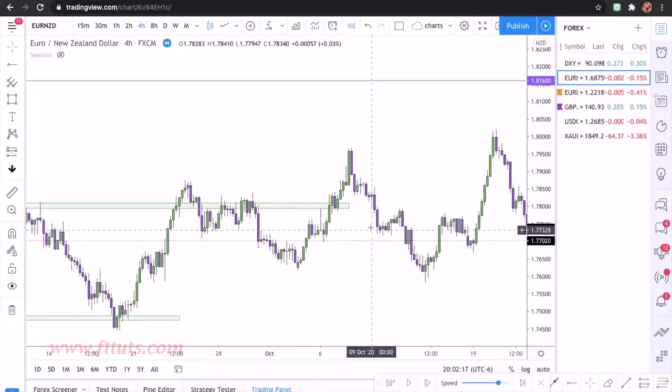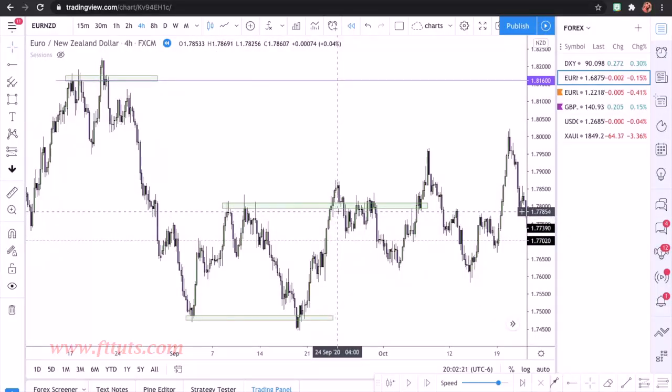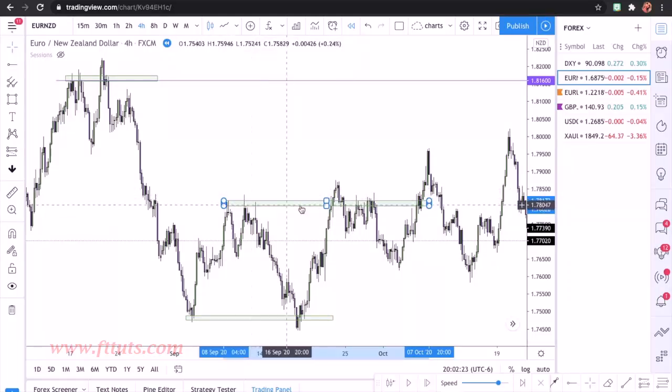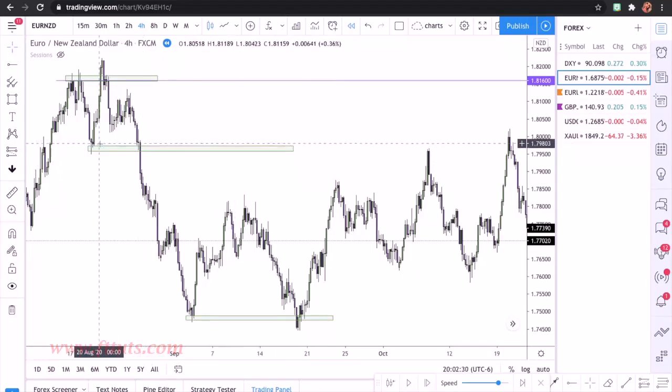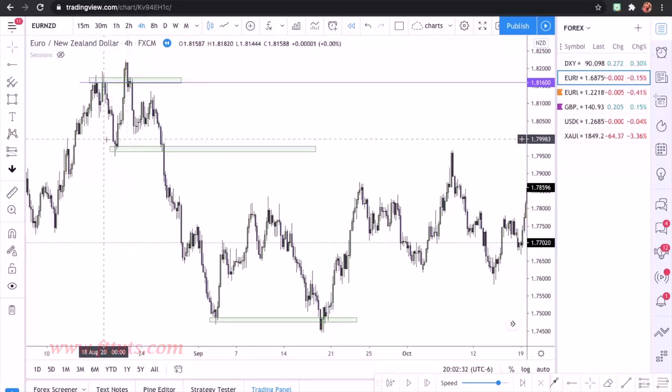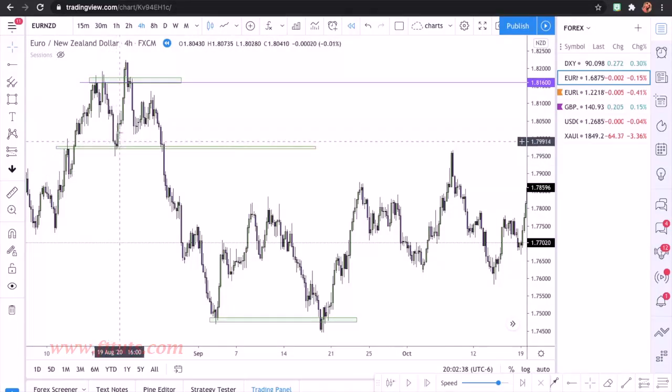Then what ends up happening is it goes up further to structure, right? Because this level has been tested so many times, it eventually is going to break. So the reason why it comes up here is because this was once structure. It came down, respected right here, like we talked about previously, pin bar rejection up to the high again. So this completely broke with no retest, right?